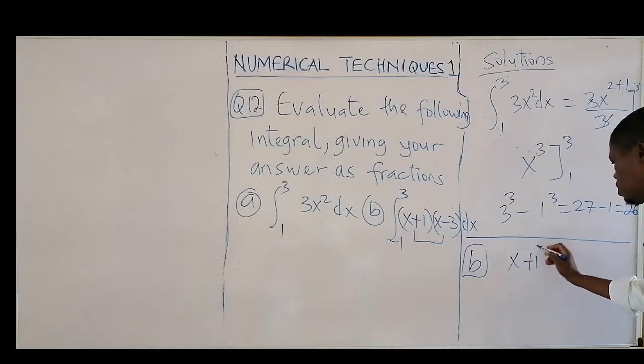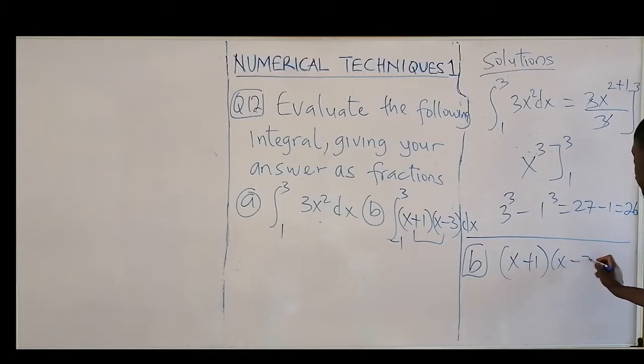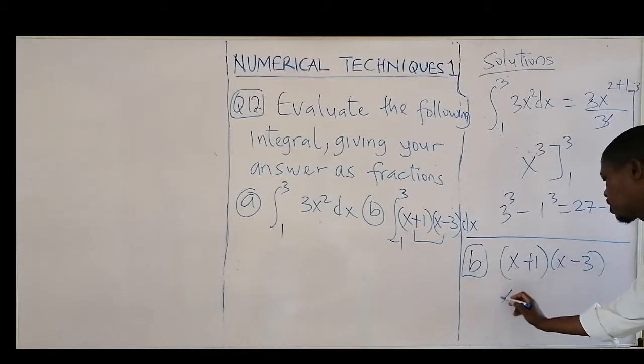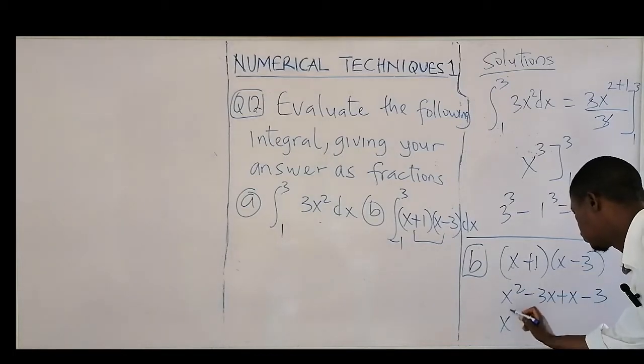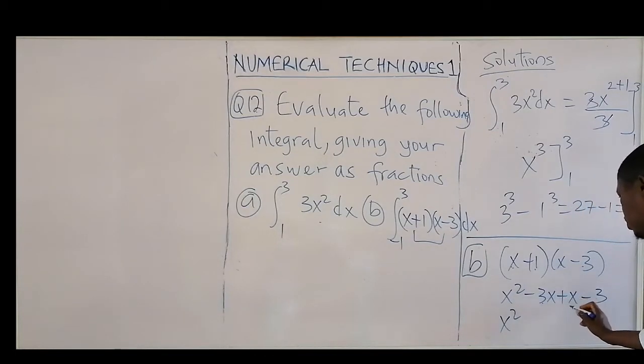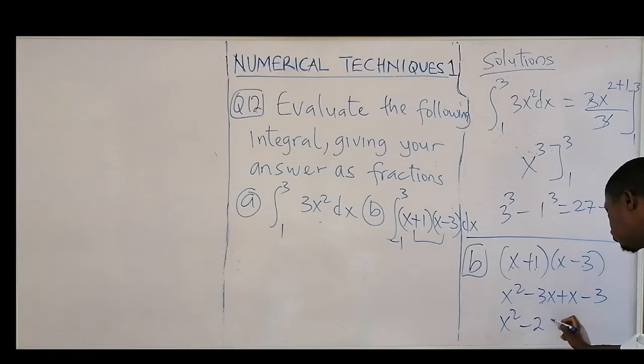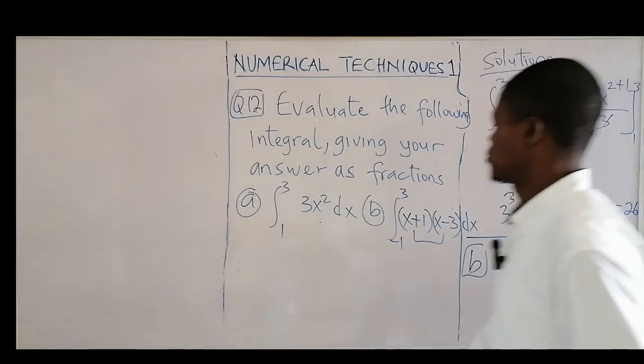(x + 1)(x - 3). x times x, that's x squared. x times minus 3, minus 3x. 1 plus 1 times x, that's plus x. Plus 1 times minus 3, minus 3. Okay, and that will be equal to what? x squared minus 3x plus x, minus 2x, minus 3. So we have that. Then we can do the integration.